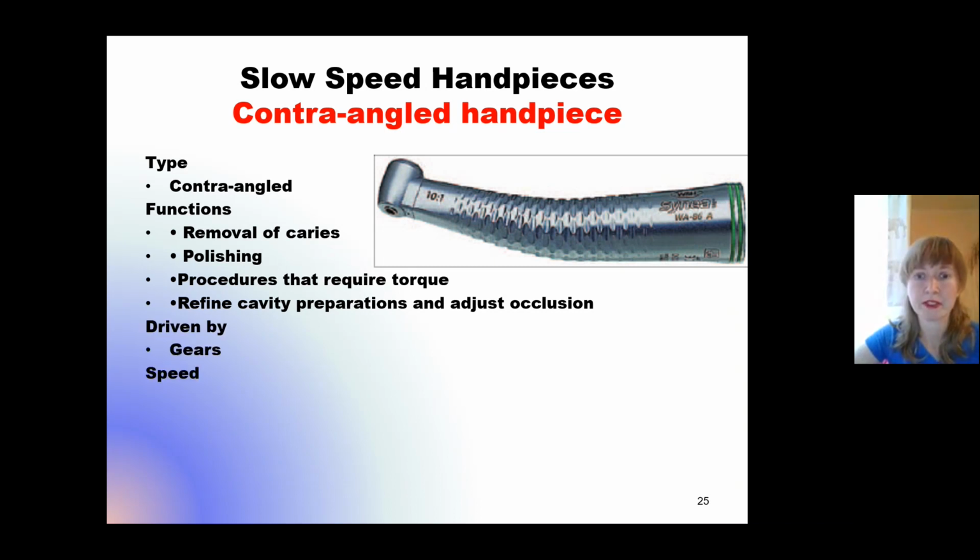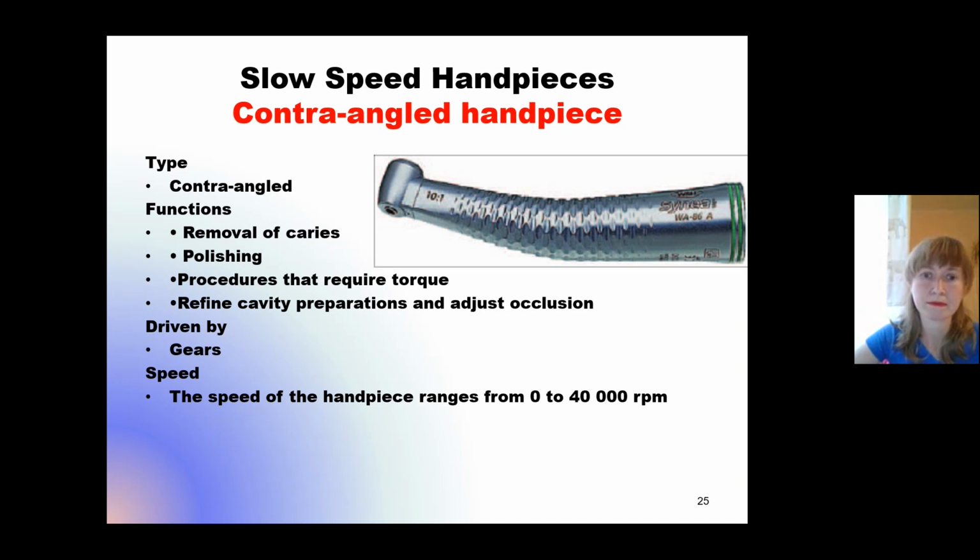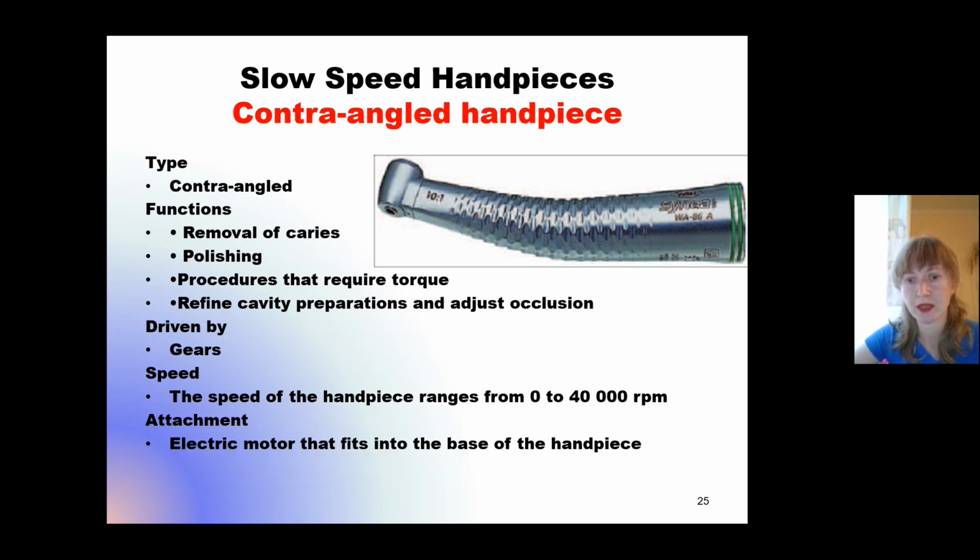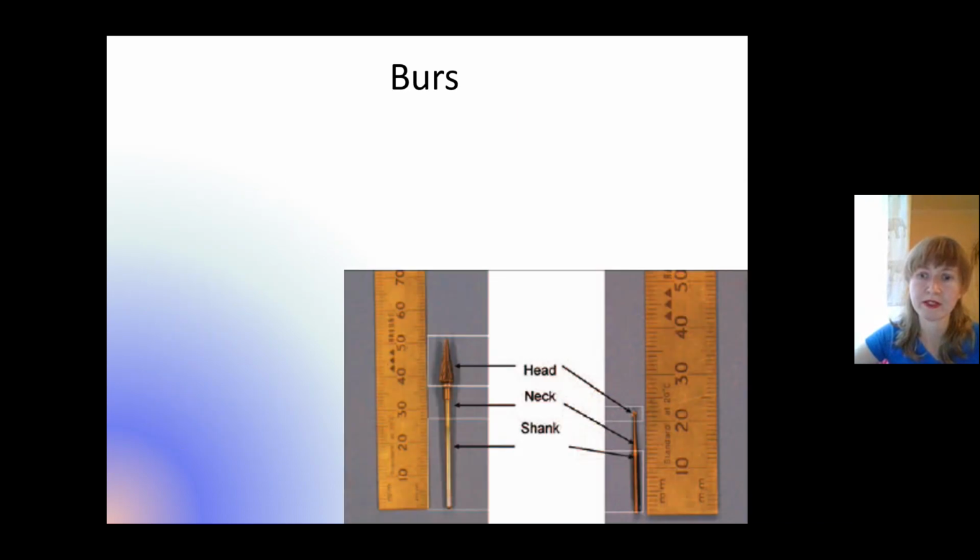They are driven by gears and speed. Similar to the straight handpiece, it ranges from 0 up to 40,000 revolutions per minute. Attachment is an electric motor that fits into the base of the handpiece.